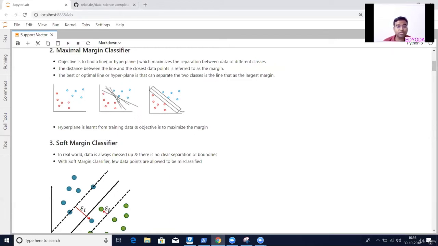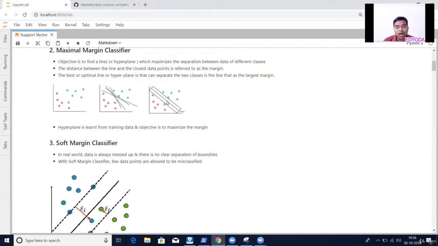The maximal margin classifier chooses a line such that it maximizes the separation between these two classes. It will consider the nearest points for finding the line. In this case, this is the nearest blue point and this is the nearest red point. It tries to predict a line which is equidistant from these points. That is what the maximal margin classifier is. It is an optimization problem where you are trying to maximize the margin. Margin is the distance between the predicted line and the nearest point, as you can see, this line and this point, this line and this point.